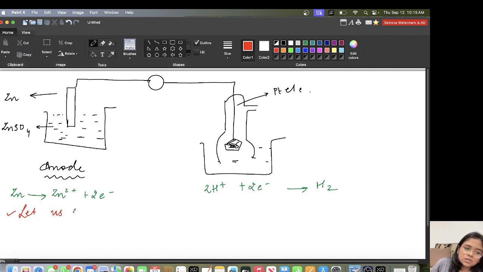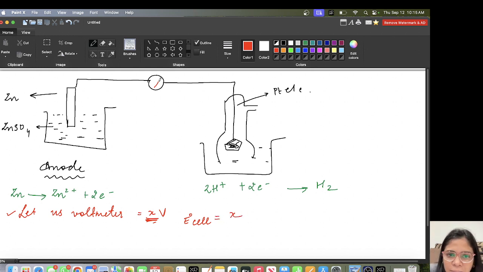So now let us assume that the voltmeter reading is X volt. So this X value will be your E naught of cell. What is E naught of cell? E cathode minus E anode, right? So E naught of cell will be X, the reading shown. So now we got to know that the E naught cell value is X. Now what was the formula? E naught of cell is E naught of cathode minus E naught of anode. Which is the cathode? Cathode is this. So it is 0 minus E naught of anode.